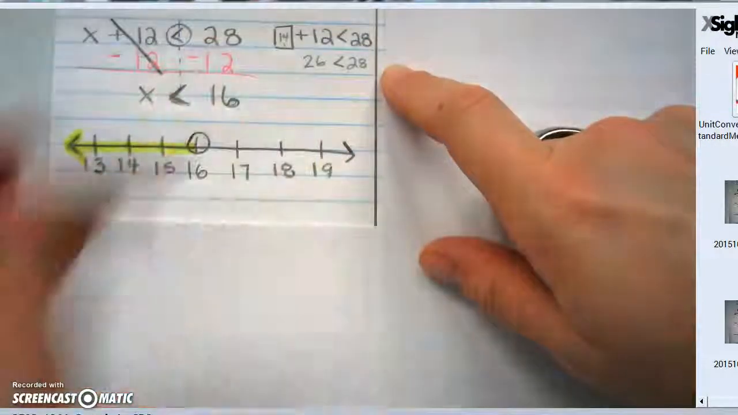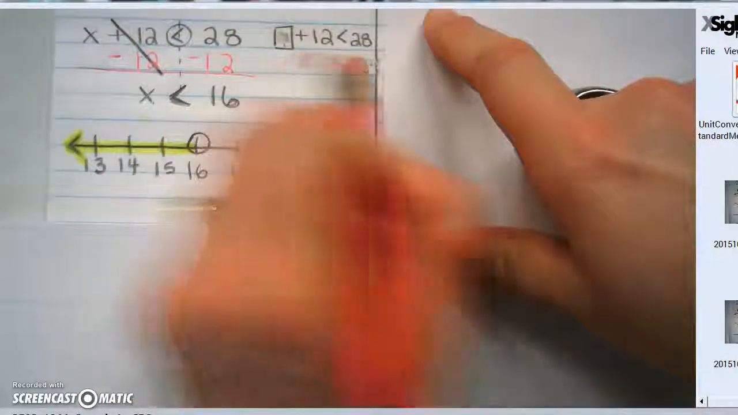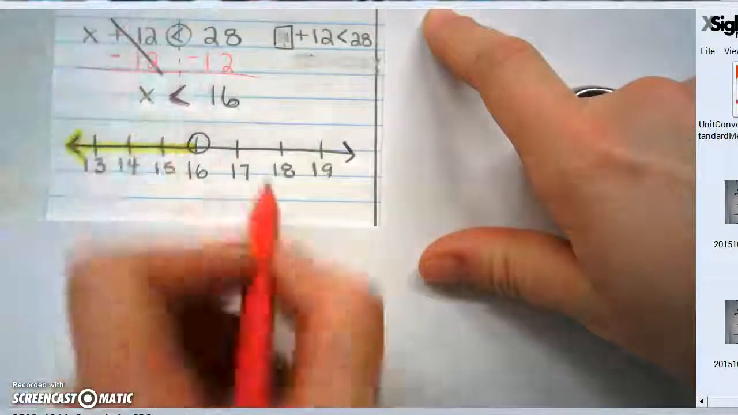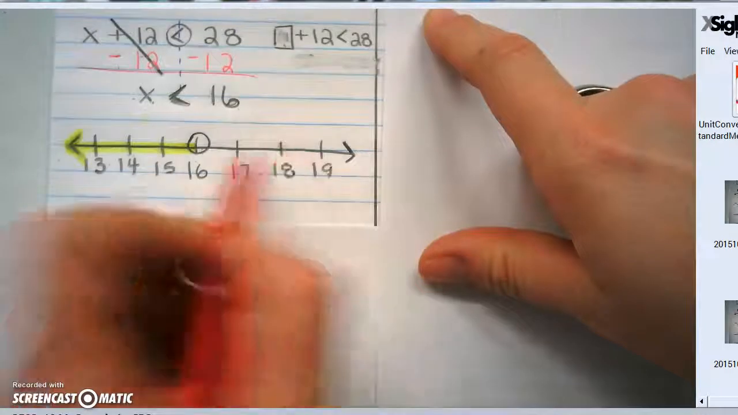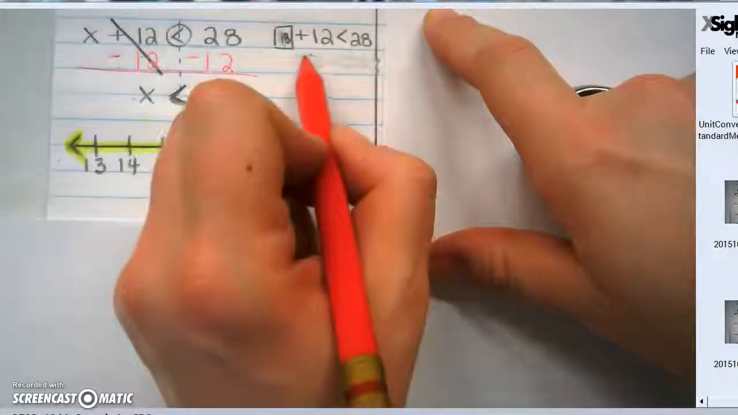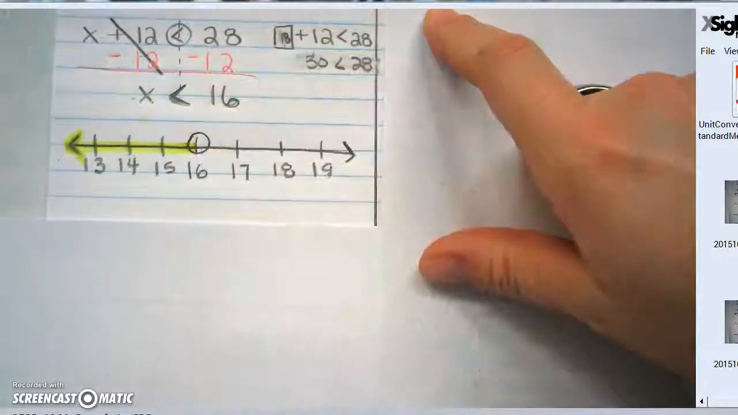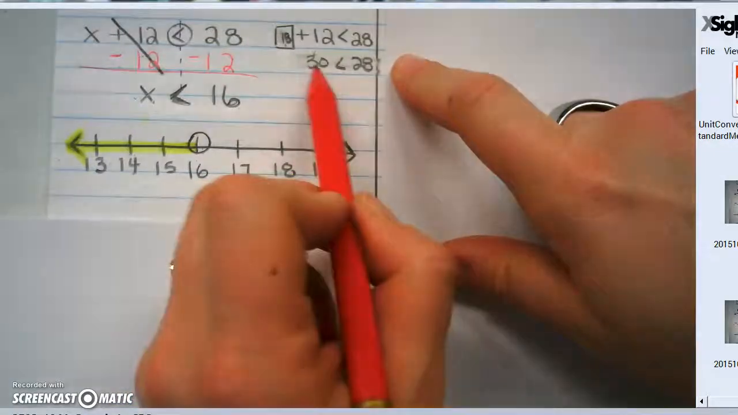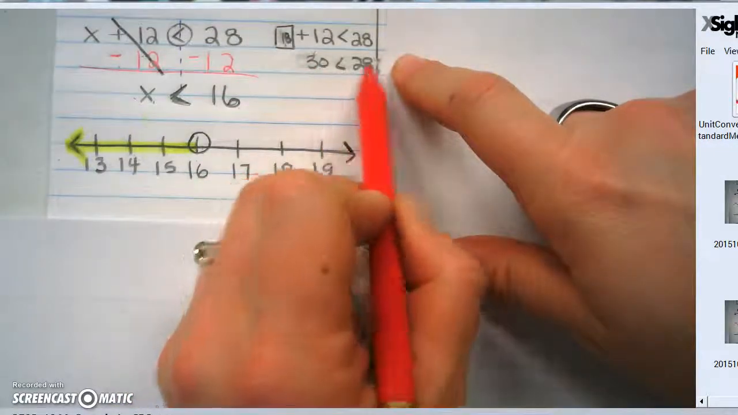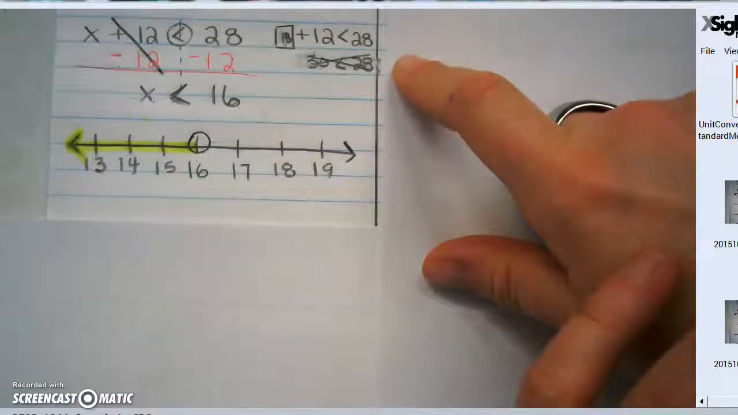Let me show you what I mean. Let's take out that 14. And let's just plug in 18. 18 plus 12 is 30. And if we look at that inequality, this is not true. 30 is not less than 28. That's why these numbers are not part of the solution.